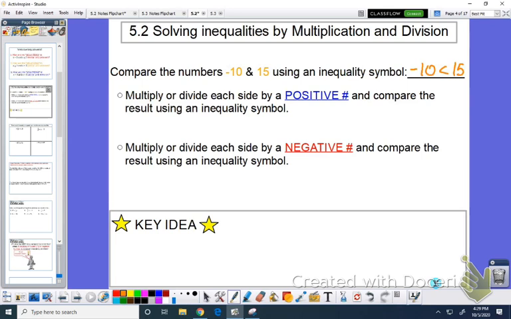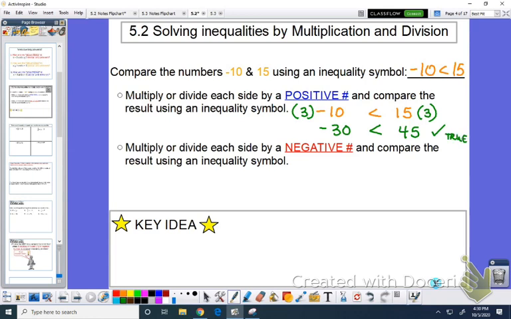I'm going to choose to multiply both sides by a positive number. It works the same as if you divide too, but we're going to multiply. So we're going to start with negative 10 less than 15, and we're going to multiply both sides by positive 3. When we multiply negative 10 times 3, we get negative 30. And then we multiply 15 times 3, we get 45. We know that negative 30 is less than 45. It checks, it's true, we're happy.